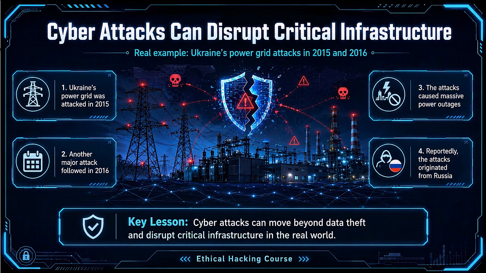We saw this physical disruption again in 2015 and 2016 when hackers targeted Ukraine's power grid. These attacks caused massive power outages across the region. It served as a massive wake-up call to governments worldwide that critical infrastructure is incredibly vulnerable to cyber warfare.